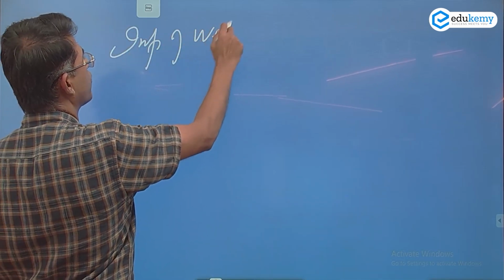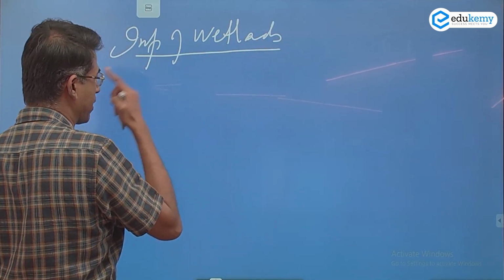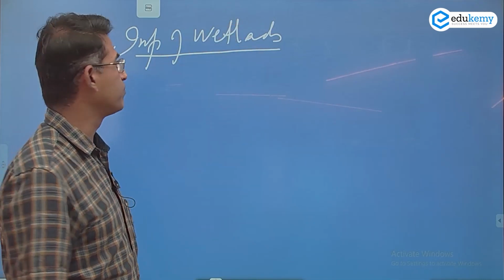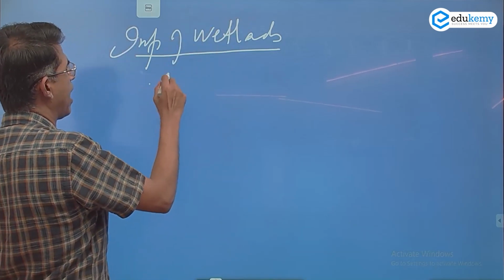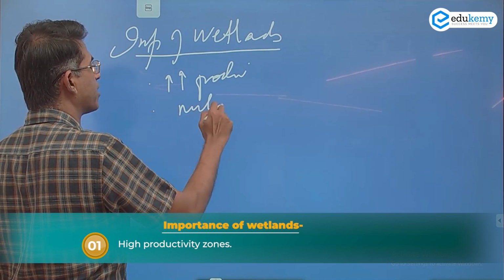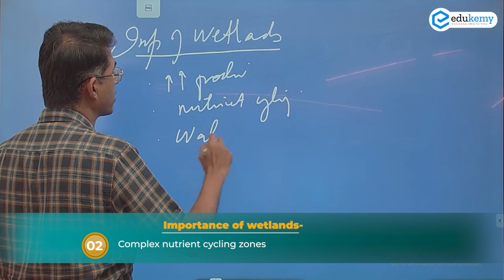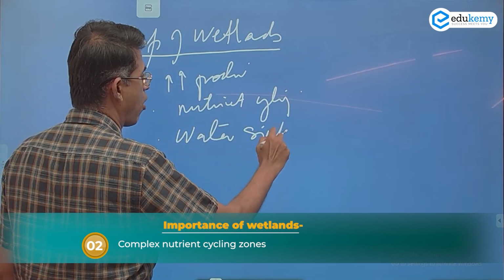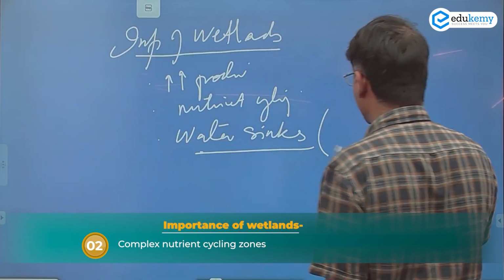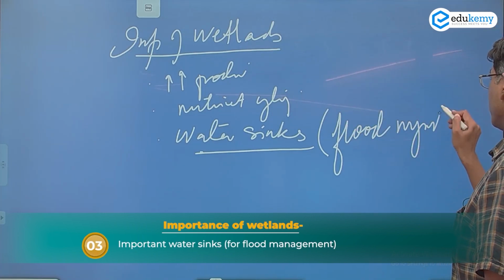Importance of wetlands. Now, that's very similar to what we discussed for the coastal areas, but wetlands may be coast plus the landward also comes in. The importance of wetlands, again, remember high productivity zones. They are complex nutrient cycling zones. They are important water sinks. They're very important for flood management.